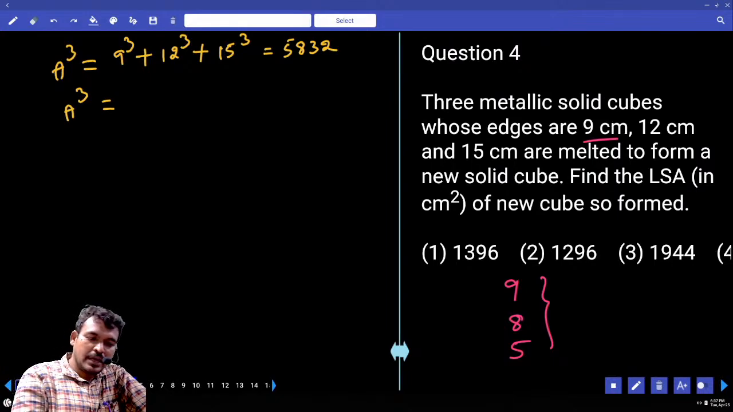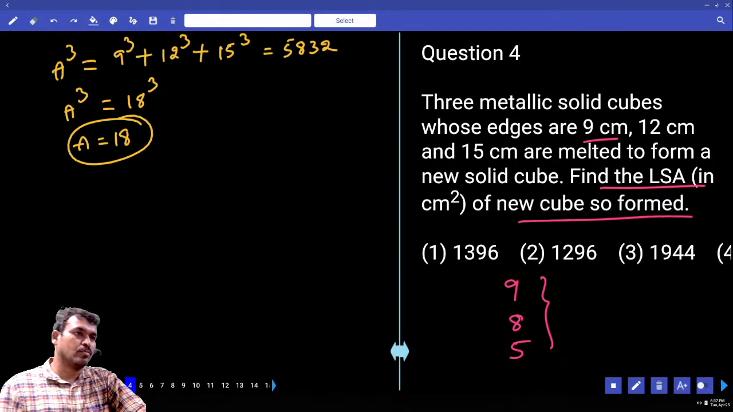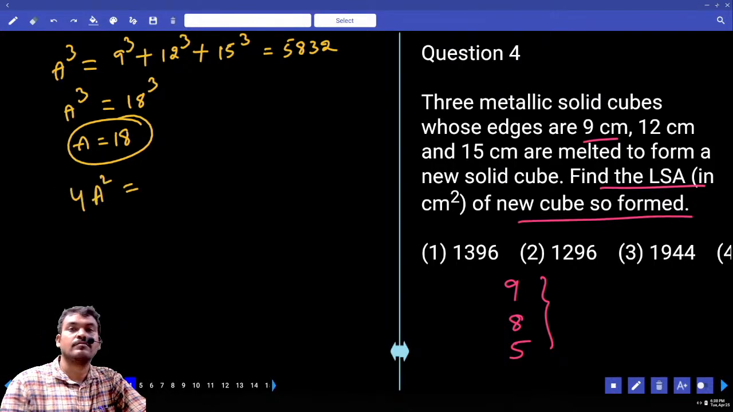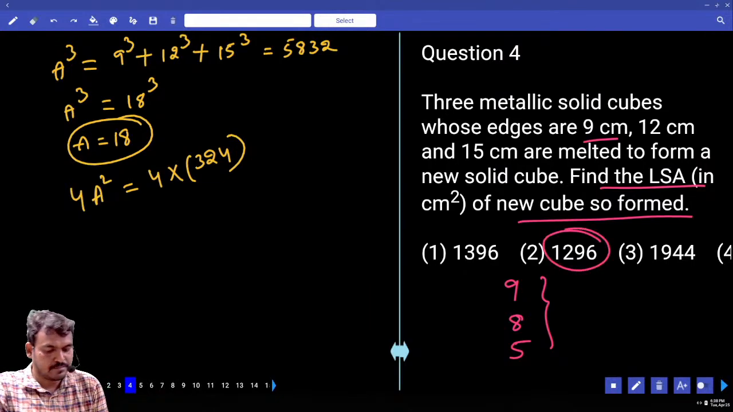Okay. A cube equal to how much? 18 cube. What is the A value? 18. What is the question here? Lateral surface area of the new cube. Lateral surface area means 4 times A square. 4 into, what is the A square? 324. 4 into 324 is 1296.